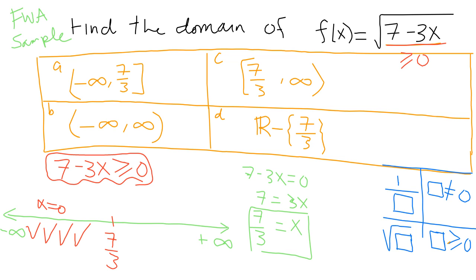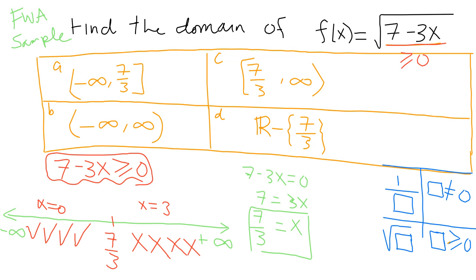What about to the right of 7 over 3? Give me a number which is greater than 7 over 3. 8 over 3, or 9 over 3, which is 3. So take x equals 3 and substitute it in this expression. 3 times 3 is 9, 7 minus 9 is minus 2. Is minus 2 greater or equal to 0? No.